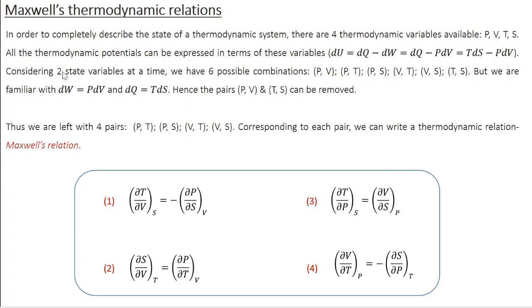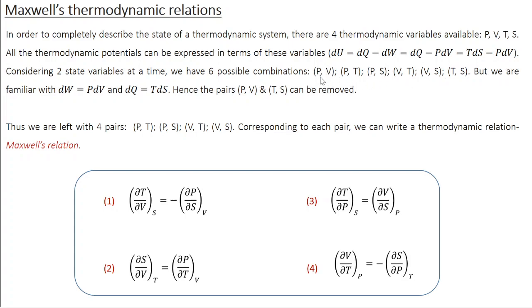Now, considering two state variables at a time, you have six possible combinations: pressure and volume, pressure and temperature, pressure and entropy. Same way, volume and temperature, volume and entropy, and finally temperature and entropy. And you can write a thermodynamic relation connecting any of these pairs.